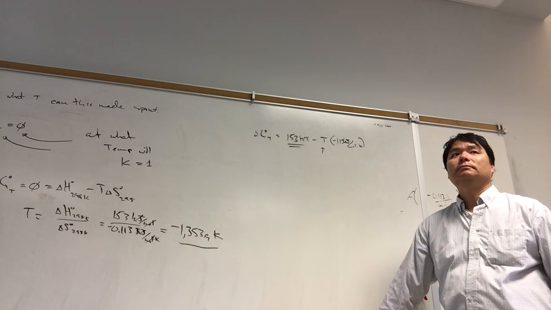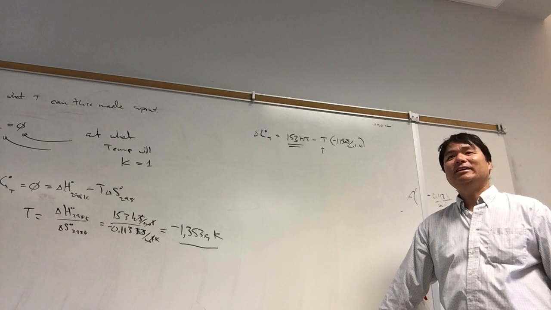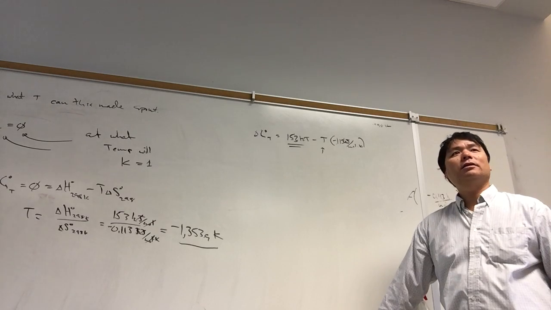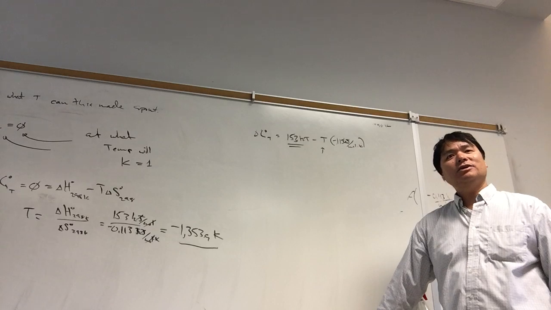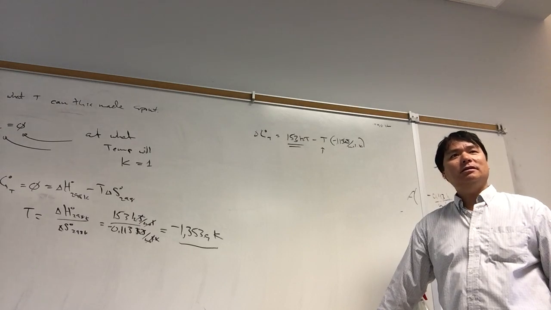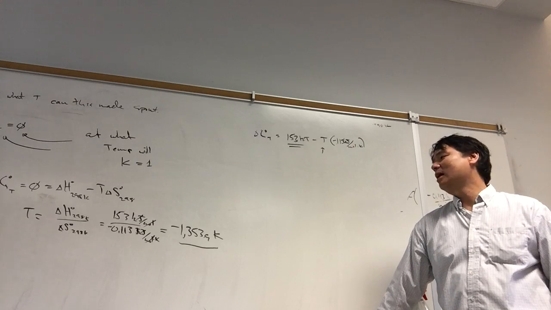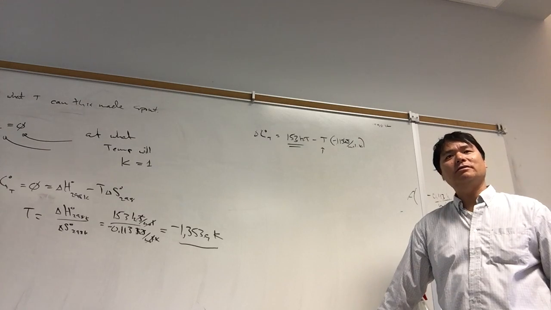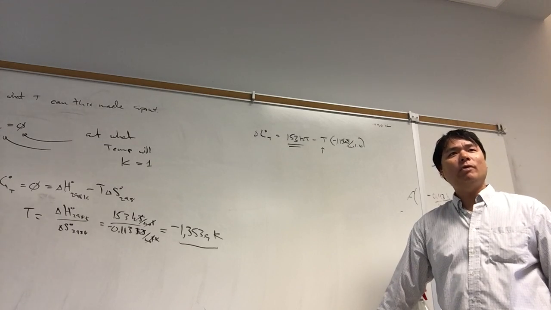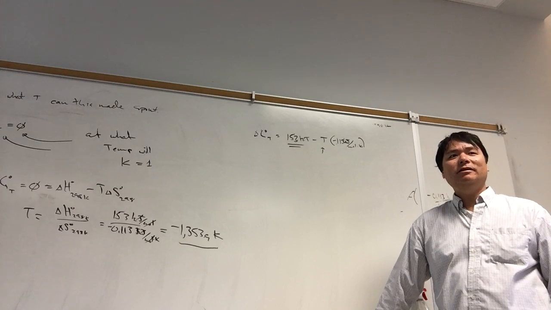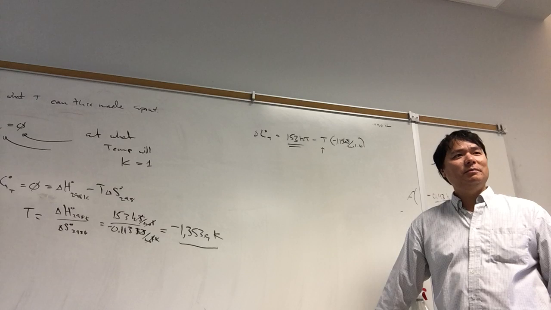That's not possible. But you go, well, the calculation's correct, isn't it? A lot of people say, I did the calculation right, and the temperature I got was negative 1,353 Kelvin. So why don't I get any points for this? And I said, no, you aren't going to get much. I'll give you a little bit of partial credit, but that's it.